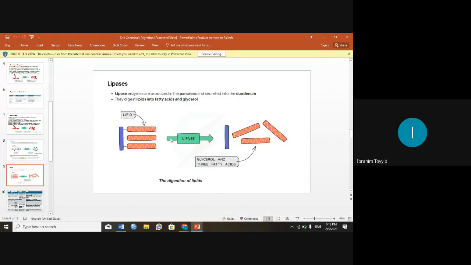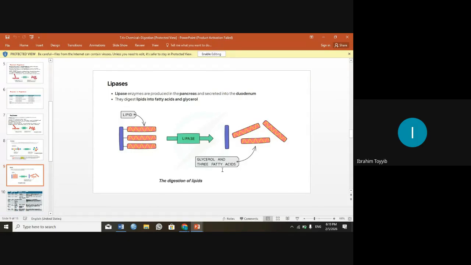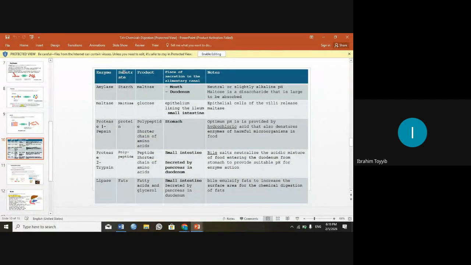So lipids will also be acted upon by the enzyme lipase, which breaks down what? Glycerol and three fatty acids. So that's digestion of what? Lipids. Lipid enzymes are produced in the pancreas and secreted into the duodenum. So can you see, this is just another summary. You can screenshot.